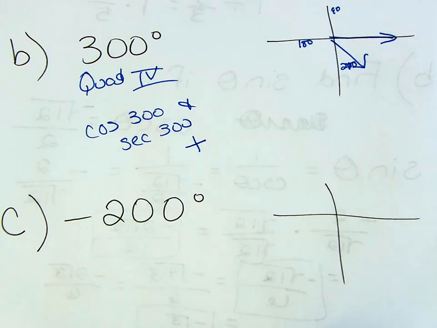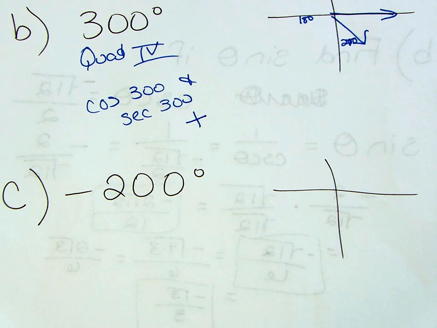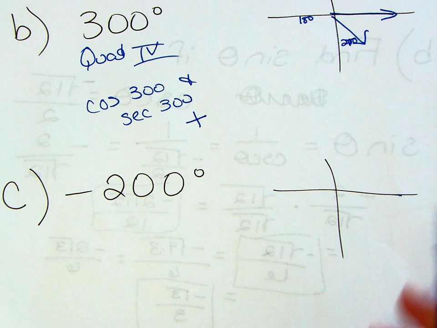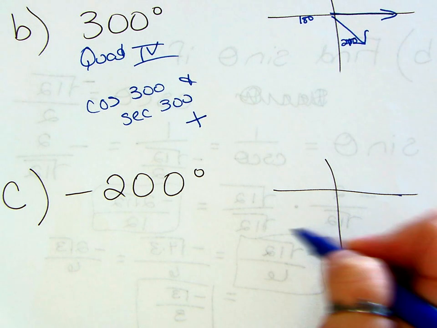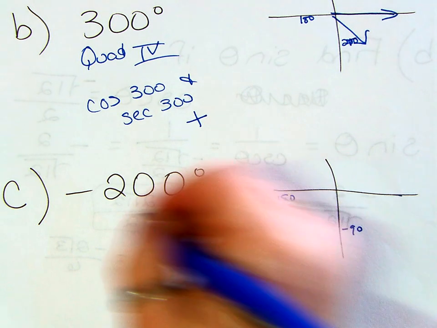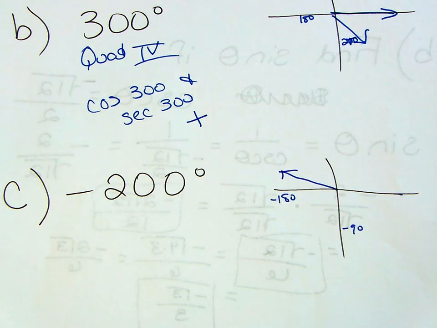Our last one is negative 200 degrees. So what quadrant is that going to lie in? The second. Yep, and you are correct. So the way the negatives work is instead of going from our x-axis and going counterclockwise, we're going to go clockwise. And if you're going clockwise, and this is negative 90, negative 180, and since it's negative 200, you're going to be just over that, which is over here in quadrant 2.